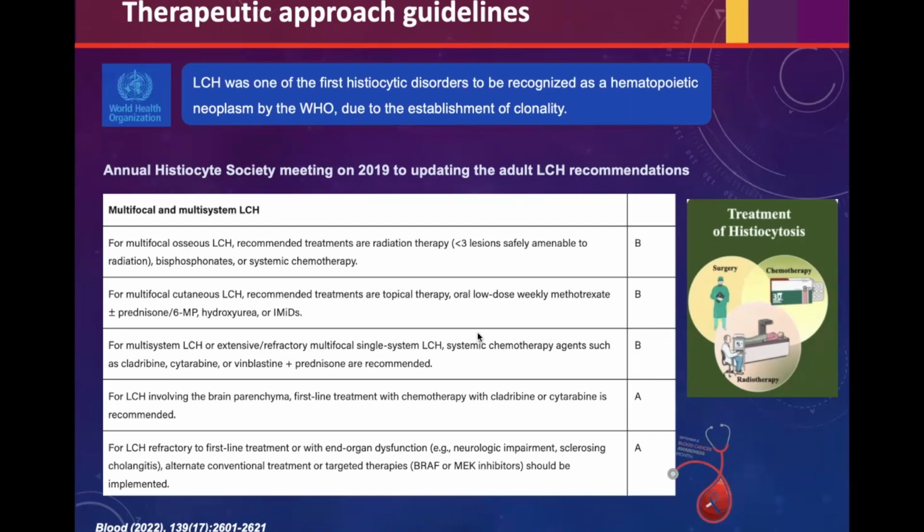And for multisystemic Langerhans histiocytosis, extensive or refractory multifocal single system, agents like cladribine, cytarabine, or vinblastine and prednisone, if the patient is in this classification. For LCH involving brain parenchyma, first line chemotherapy with cladribine, cytarabine is recommended, and for refractory first line with organ dysfunction, alternate conventional treatment or targeted therapies with BRAF and MEK inhibitors should be implemented.